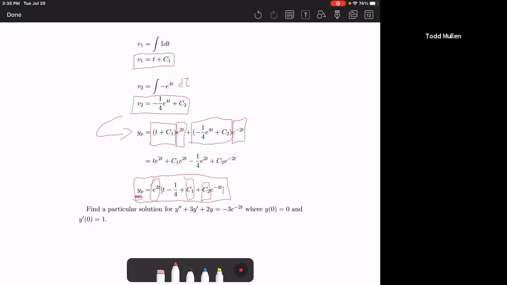Now we'll do another example. Find a particular solution. Recall that this solution is general, so we're going to do a particular solution. This is going to be an initial value problem for this equation, where y of 0 is equal to 0 and y prime of 0 is equal to 1.